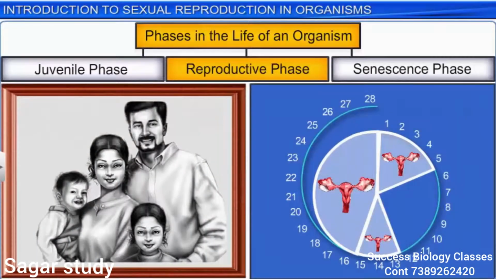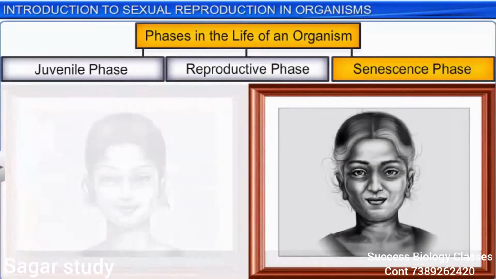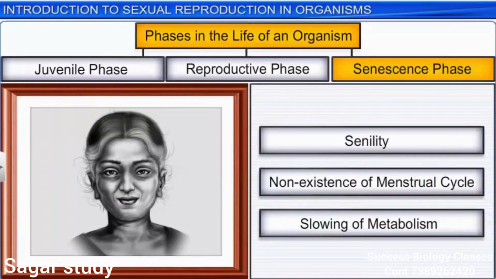In human beings, on the other hand, the females experience the menstrual cycle and are active throughout their reproductive phase. They are therefore called continuous breeders. The end of the reproductive phase in living organisms coincides with the beginning of the senescent phase, during which we see changes such as senility, non-existence of the menstrual or estrous cycle, and slowing of metabolism. Senescence ultimately leads to death.